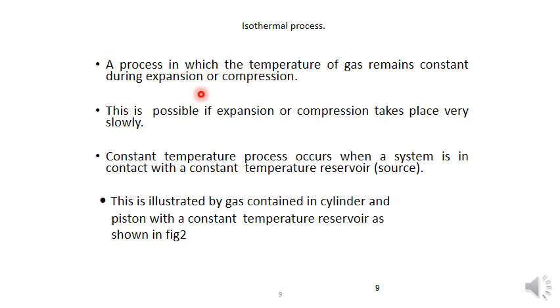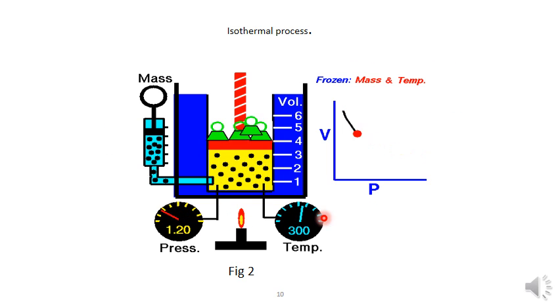This is illustrated by a gas contained in a cylinder and a piston with a constant temperature reservoir, as shown. Here we are maintaining constant temperature. This is related to Boyle's law. Here we go on increasing the pressure. If we increase the pressure, the volume comes down, which means it is compressed. If pressure is decreasing, the volume is expanding. The pressure is inversely proportional to the volume.